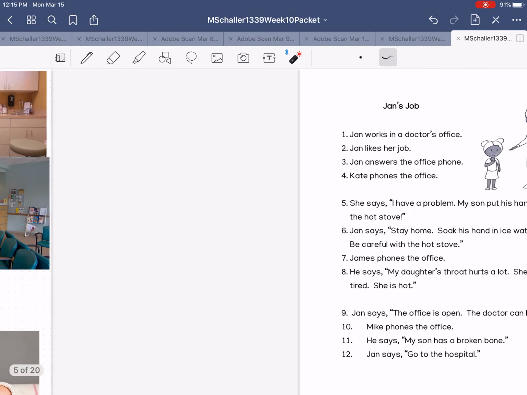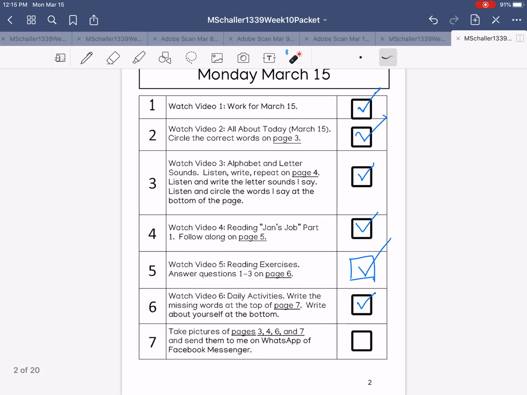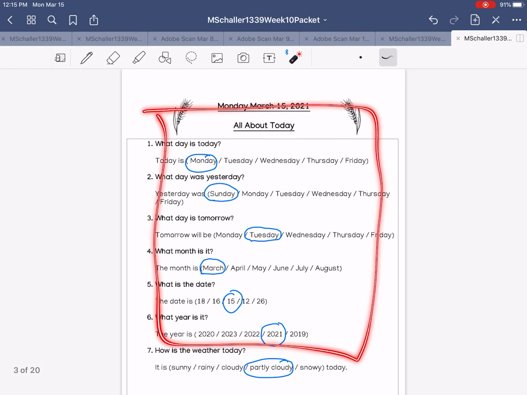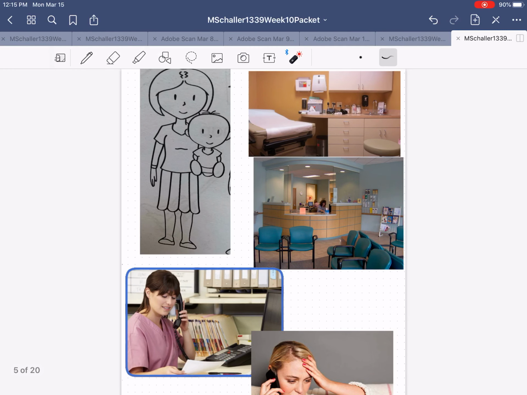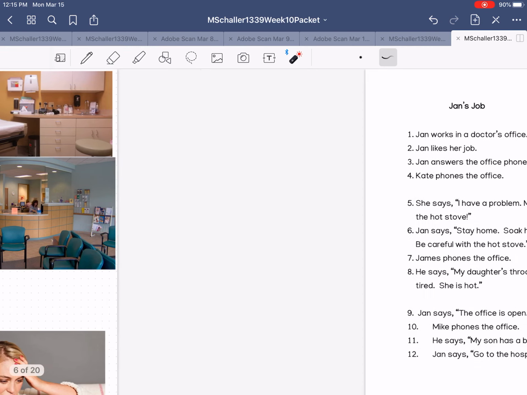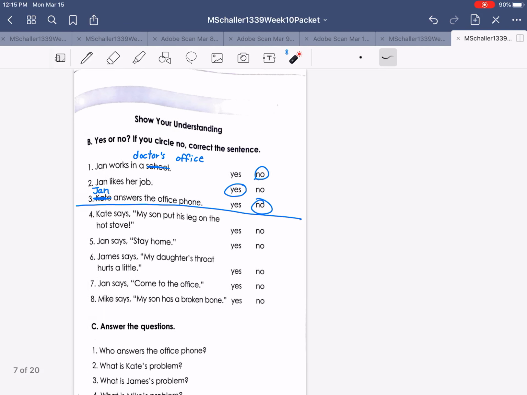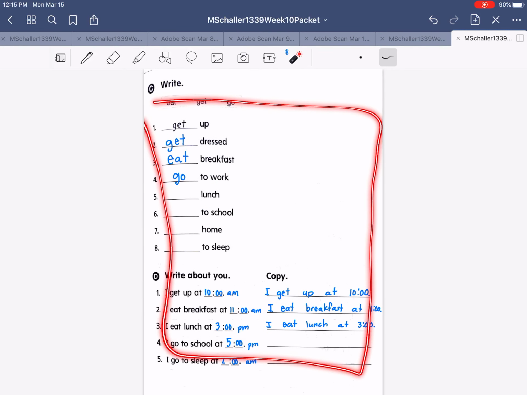Okay, when you're finished, you can go all the way back and check off number 6. And then number 7, send me pictures. So I need pictures of All About Today. I need pictures of letter practice. I need pictures of the reading exercises. And I need pictures of the daily routines.